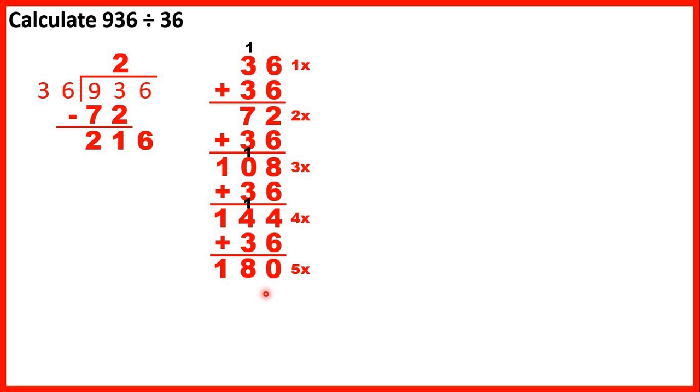Now we haven't got as far as 216 in our 36 times table, but if we add 36 to 180, that gives us 216 for 6 times 36. So 6 is the final digit of our answer.